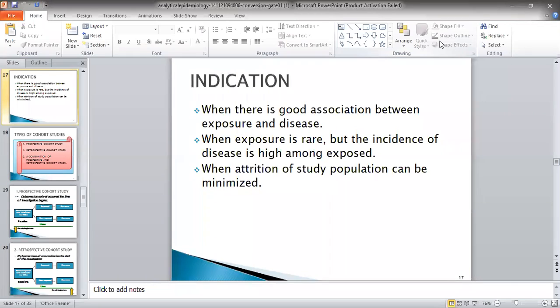The third will be when attrition of study population can be minimized. Attrition of study population means loss to follow up can be minimized, because we all know that this study requires follow up, and in follow up visits there can be loss of study population, loss to follow up. So this loss to follow up is called basically attrition. So this study will be indicated when the attrition of study population can be minimized, no loss to follow up.